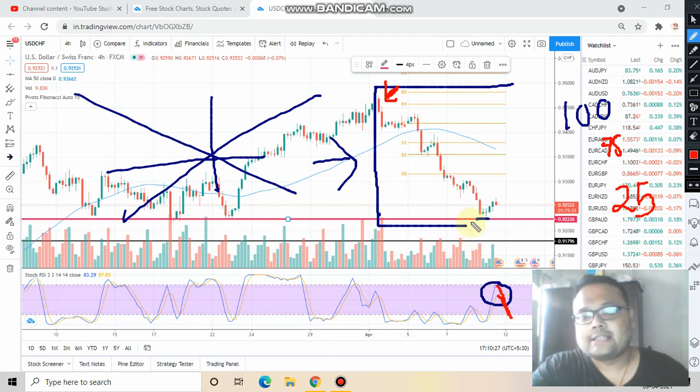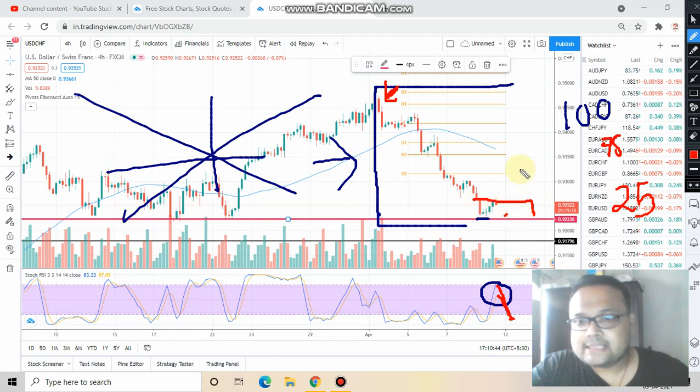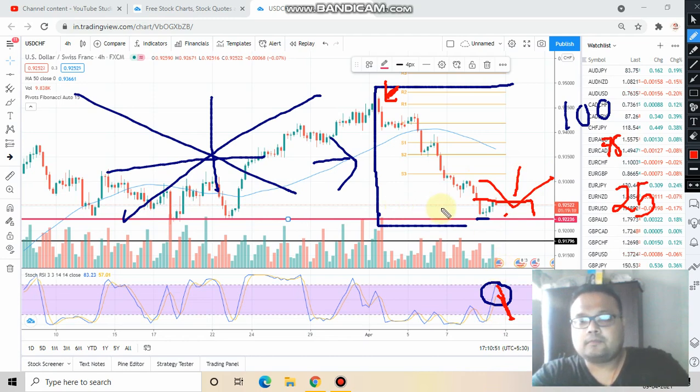When stochastic RSI, see, if market stays in this particular range only, then stochastic RSI will be in the oversold zone. Just look at the position of the price. If you see that market is trading above this level and in this particular range only, you can go for a buy order again. As of now, this is the only opportunity here.